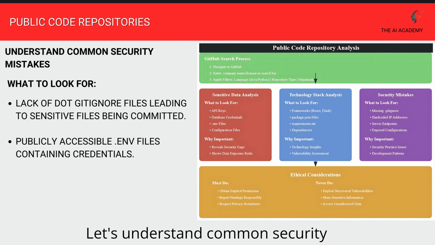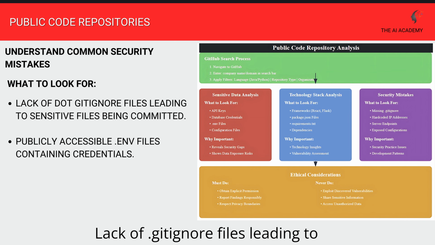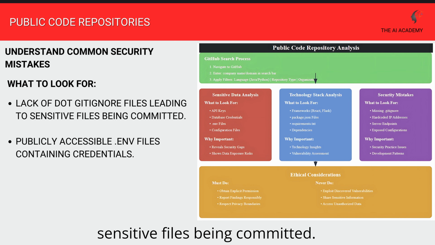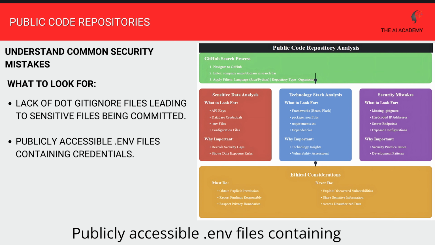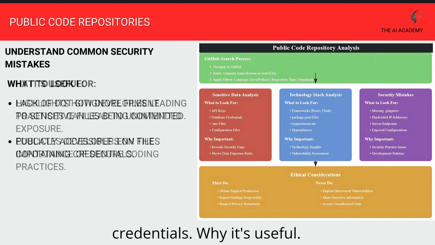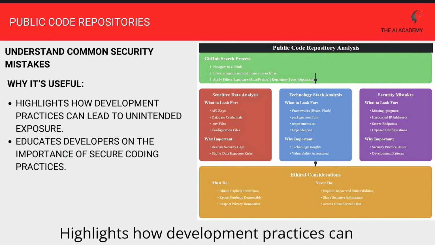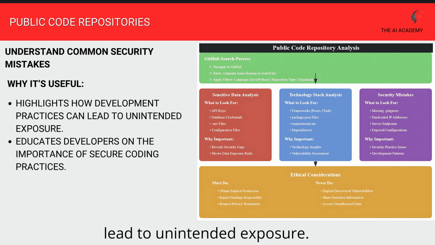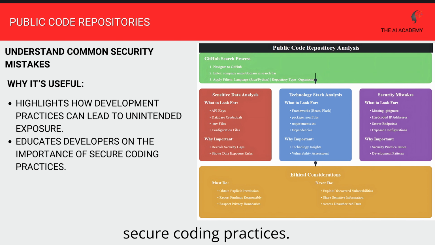Let's understand common security mistakes. What to look for: lack of .gitignore files leading to sensitive files being committed; publicly accessible .env files containing credentials. Why it's useful: it highlights how development practices can lead to unintended exposure and educates developers on the importance of secure coding practices.